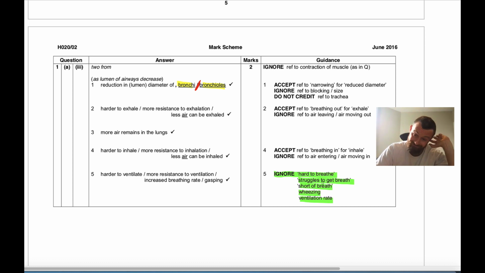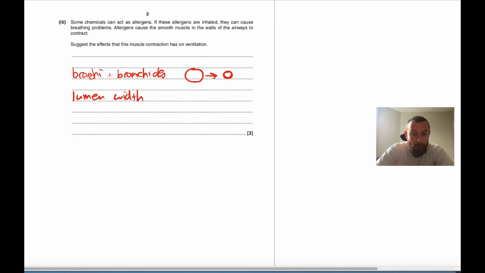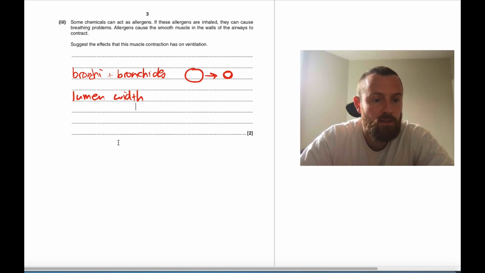You know, actually, I don't know if you get the mark if you just said there is a reduction in the diameter of the lumen and therefore there is more resistance to breathing. You might have to say there is more resistance to breathing in and out. Okay, so in for inhalation and out for exhalation. Okay, moving on to the next question.